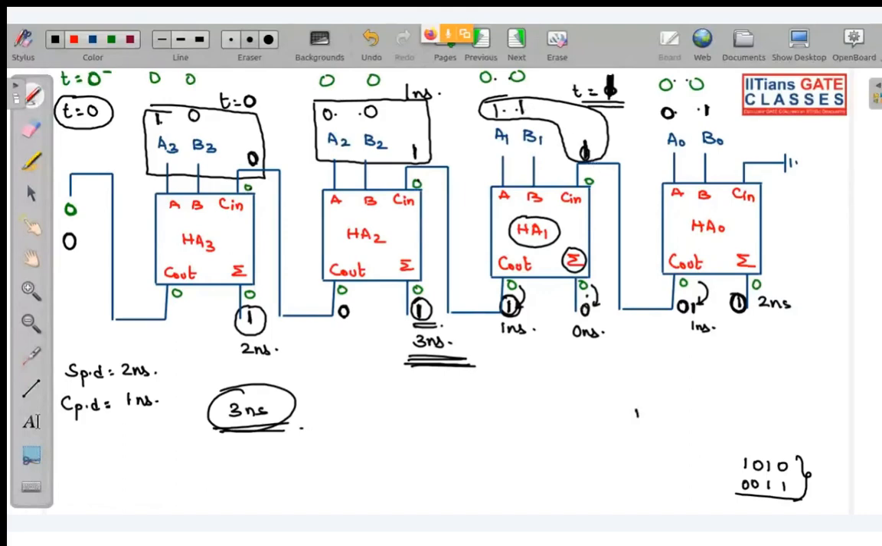So when we add 1 plus 1 plus 1, sum is 1, carry is also 1. So this sum would have been 1 at 2 nanosecond, and this carry would have been generated after 1 plus 1, 2 nanosecond. So it would have come as 1 after 2 nanoseconds. So everything would have changed.